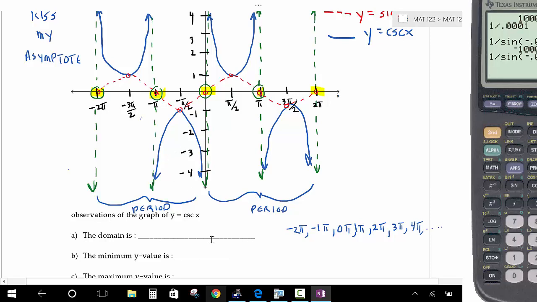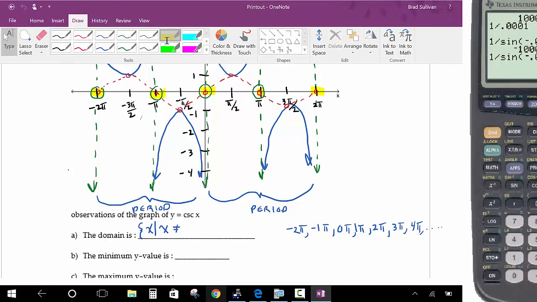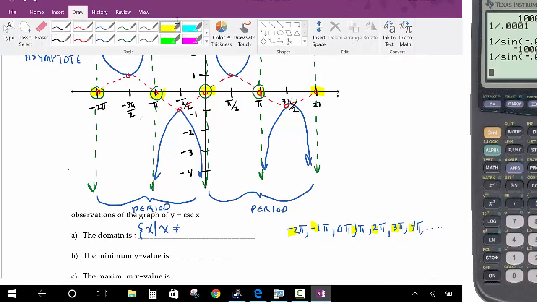So what we have to do is, instead of listing them, we have to write a formula. So what we generally are going to say on this is the domain is the set of x such that x is not equal to. Now, instead of just listing them out, we have to generate a formula. So the idea is, think about the kind of numbers that are the coefficients of the pi. Those are what we call integers. 1, 2, 3, 4, etc., -1, -2, and so forth. Those are all called integers.